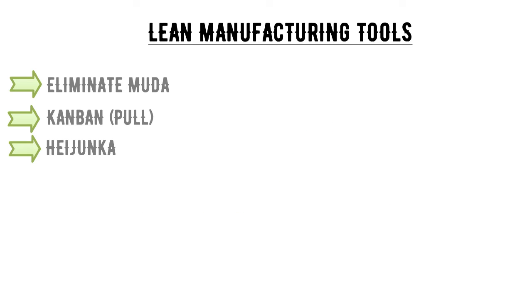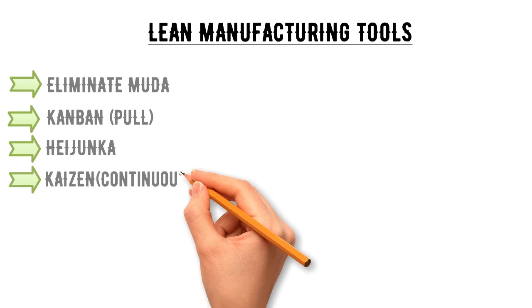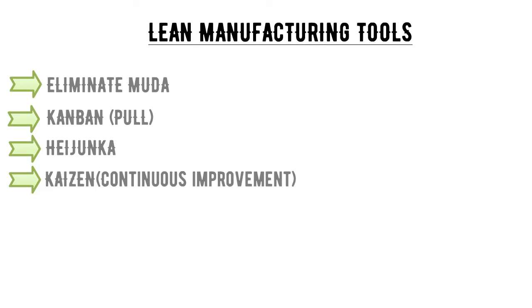Another lean tool is Kaizen, which means continuous improvement. It's a strategy where employees work together proactively to achieve regular incremental improvements in the manufacturing process. It combines the collective talents of a company to create an engine for continually eliminating waste from manufacturing processes.